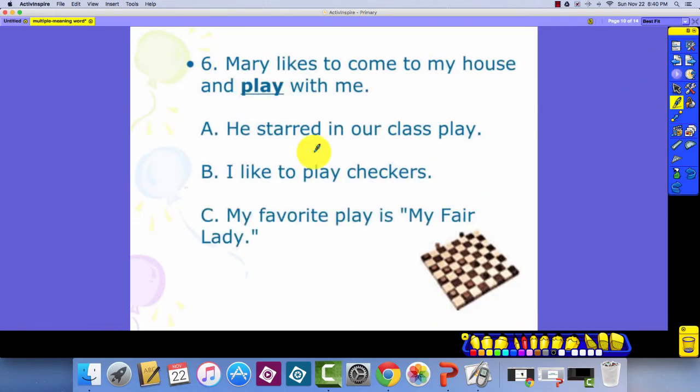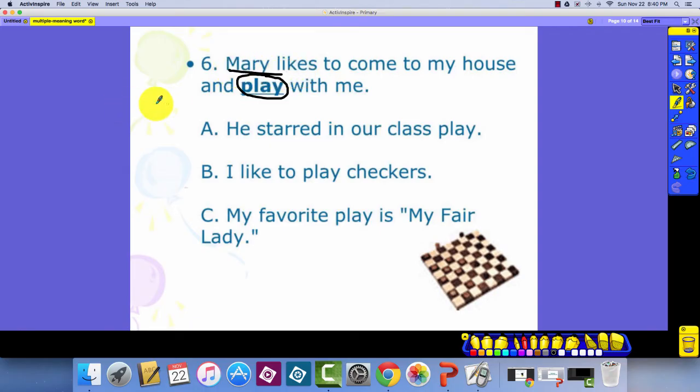Let's look at number 6. Mary likes to come to my house and play with me, okay? Well, play is, again, a multiple meaning word. Play could be to do something with someone, or it could mean to go to a show. You might go to a show to watch a play, okay? Broadcast, a production, okay? So let's see what clues we have in the sentence to help us figure out what this word play means. So Mary likes to come to my house and play with me.